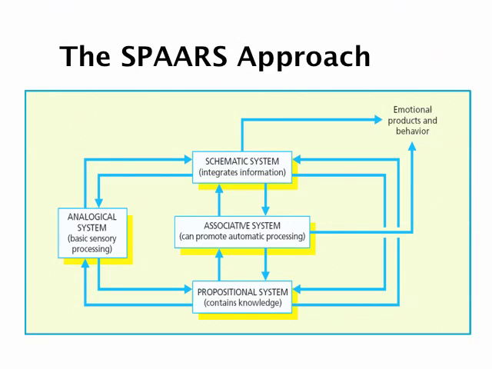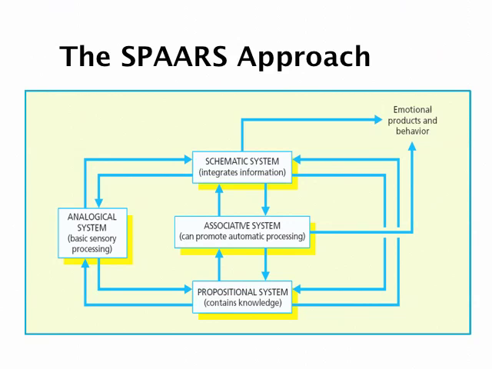So you can see one diagram that looks like it describes the Sparse approach pretty well. Take a look at that. You can see that the only two pieces that feed into emotions are the schematic system, which is the appraisals, and the associative system, which is the automatic generation of emotion.